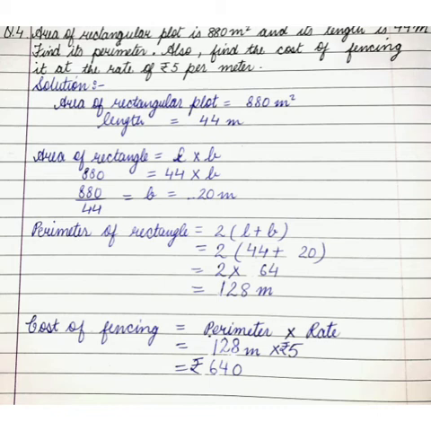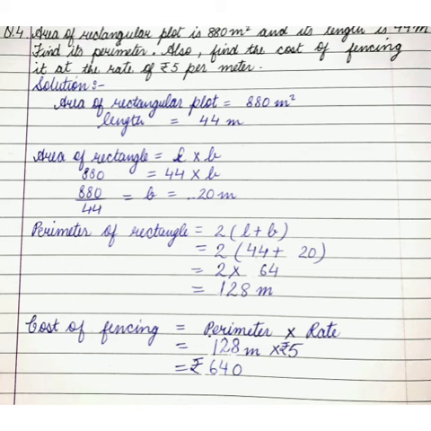Area of a rectangular plot is 880 meters square, and its length is 44 meter. Find its perimeter. Also find the cost of fencing if it is at the rate of rupees 5 per meter. So area of rectangular plot is 880 meters square. Length is given to us as 44, so we can easily find breadth by using the formula of area, that is length into breadth. Putting the area, 880 is equal to 44 into b.